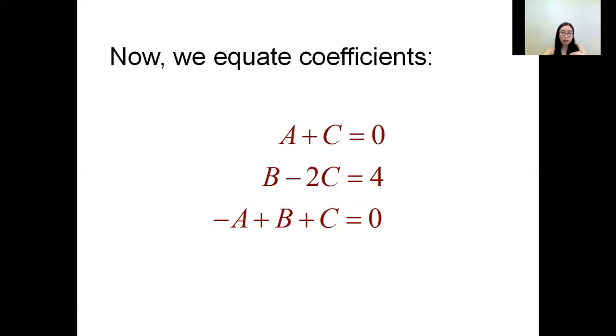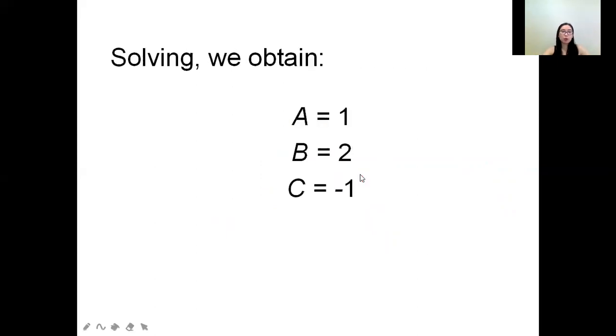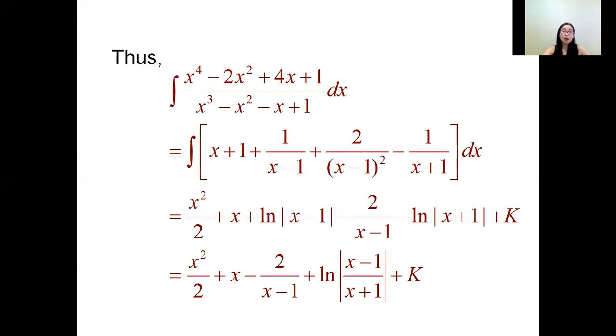Now, to obtain the values, solving these equations, we can use the calculator. Use what I taught you on how to solve systems of linear equations using your calculator so that it will not be difficult. So, we obtain a is equal to 1, b is equal to 2, and c is equal to negative 1. Thus, let us return to our decomposed partial fraction and substitute back into the given.